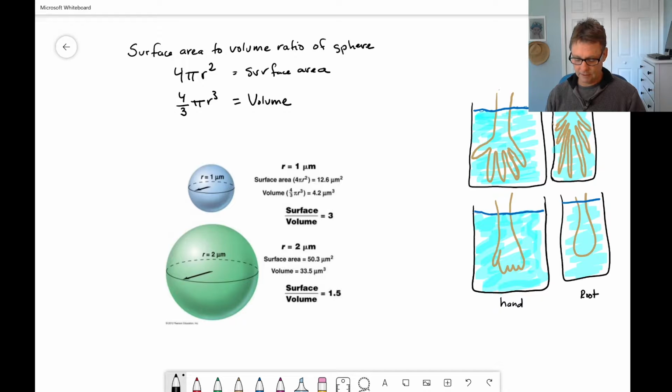Then if you took a sphere and you just doubled its size, you notice that the surface area goes from 12.6 to 50, and the volume goes from 4.2 to 33. And so there's a bigger change in the volume than the surface area. And the surface to volume ratio of this 2 micrometer sphere is only 1.5. And so what happens is you start losing surface area as the cell grows in size, or the sphere grows in size.